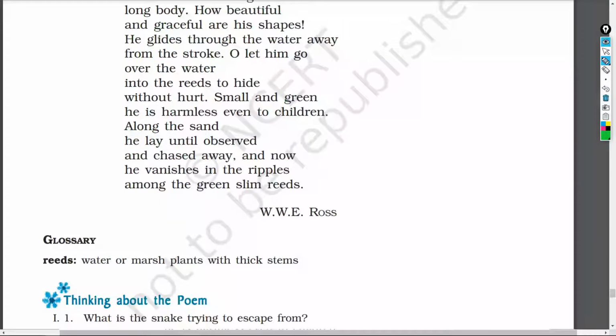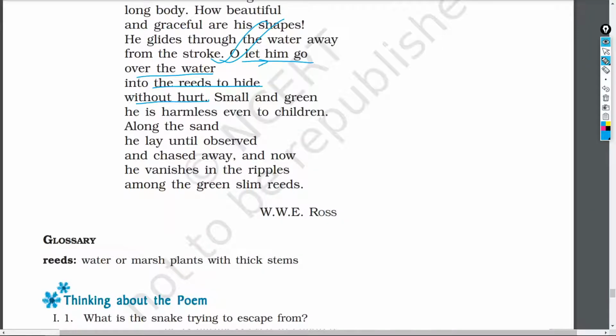Okay, so my dear children, now let us see what is the expectation of the poet here. What is the expectation? Oh, let him go over the water into the reed to the height without heart. This is a full sentence, right. What type of sentence is this? So normally what will you have to do? So this type of sentence, you should have a completely clear concept, then the sense and the meaning will be definitely clear. So that is why, again and again, what do you have to do?